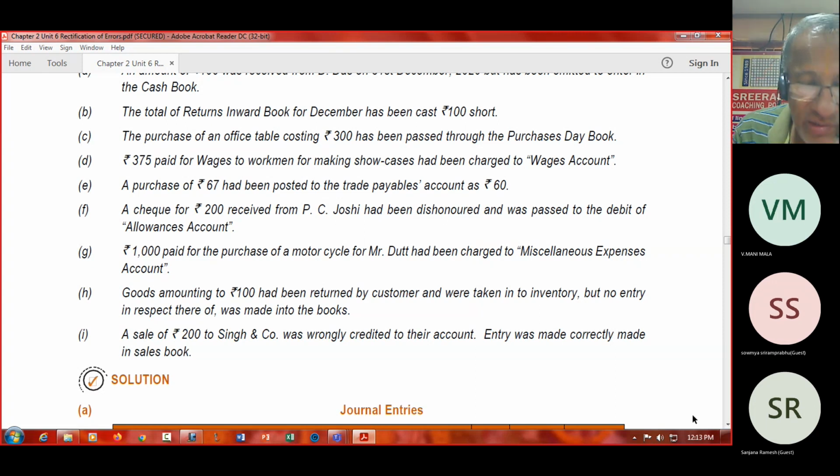Goods amounting to rupees 100 has been returned by a customer. One was taken into inventory, but no entry in respect thereof was made in the books. A sale of rupees 200 to Singh and Company was wrongly credited to their account. Entry was correctly made in sales book.